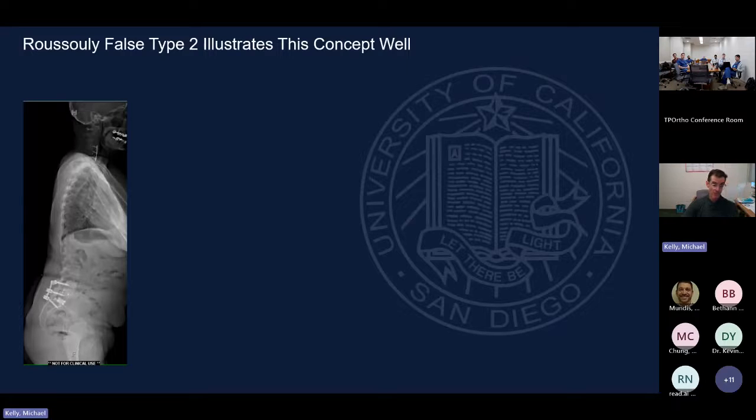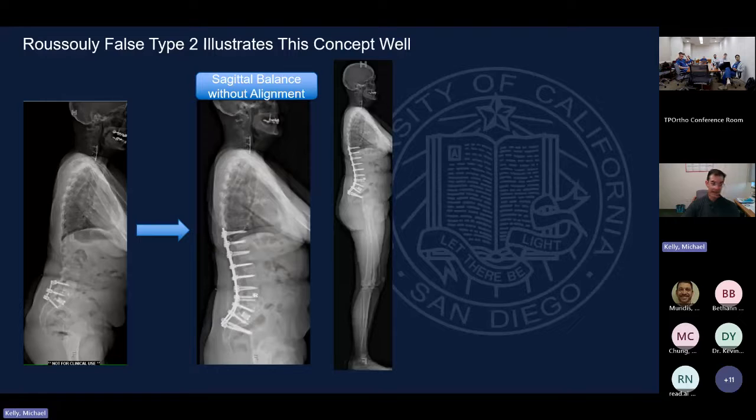The false type 2 is also important to understand, right? So this was a high-grade spondy fixed with an anterior and then a T-lift. Then I did this. This is probably 10 years ago, I want to say, back when I was falling into the trap of false type 2s are okay. So look at it. I got her standing up straight.